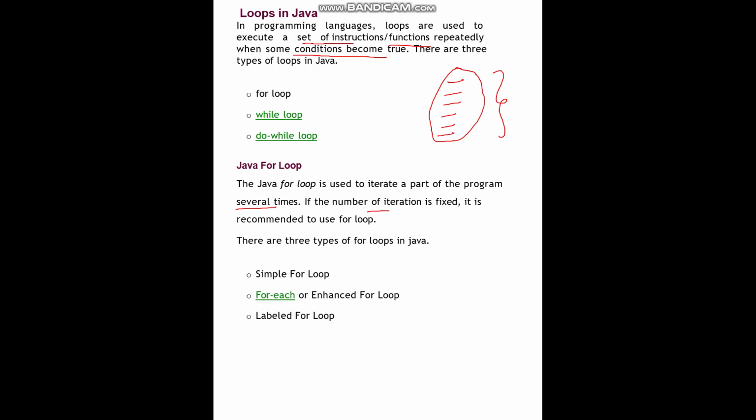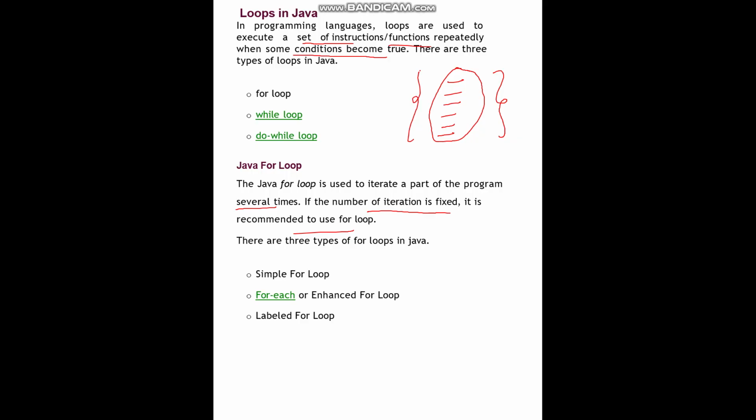If the number of iterations is fixed, it is recommended to use the for loop. Here we know how many times this set of instructions will be executed, whether one time, two times, or 10 times. Whenever we know the number of times the code will be executed, from this point of view, you have to go with the for loop. That is the main reason.